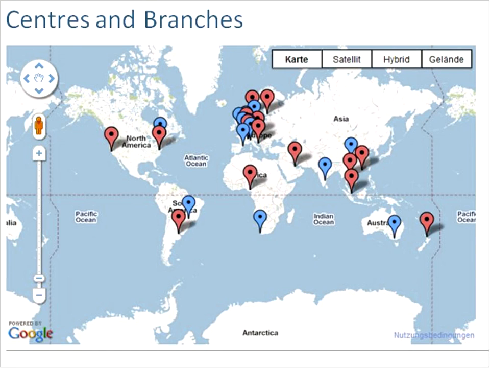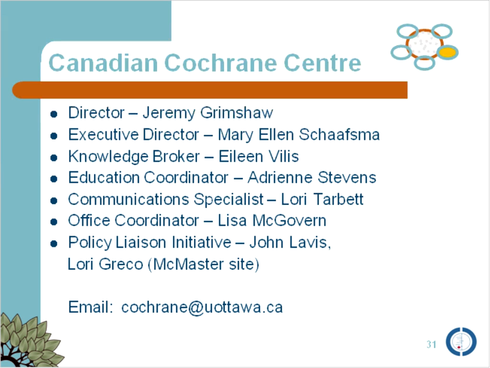The ones in blue are the centres, and the red are the branches. As you notice, not all countries have a Cochrane Centre, but all have a reference centre located in another country that they can work with. And this is us at the Canadian Cochrane Centre, the folks who are connected here. We also have a policy office located at McMaster. So we work between the Ottawa and McMaster sites.